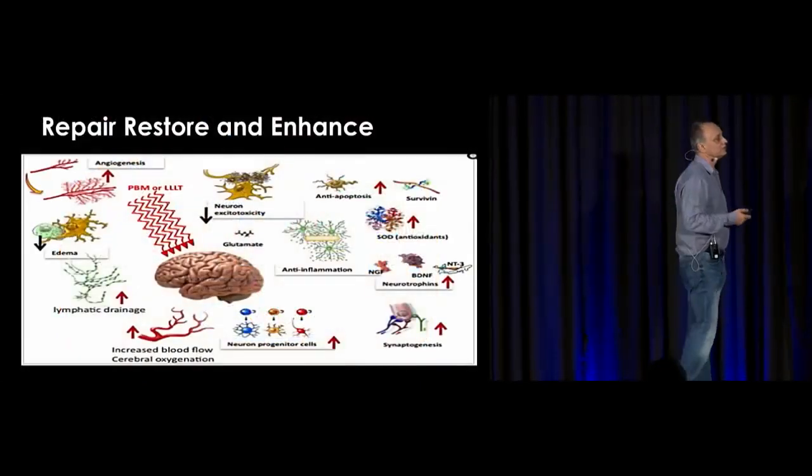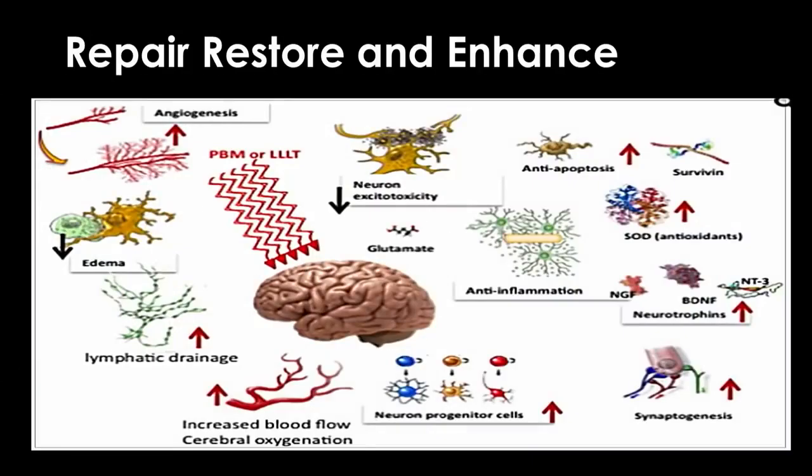So if we were to be able to shine near-infrared light onto the brain, we get many positive effects: reduction in inflammation, increased oxygen uptake, and increase in repair and other enhanced functional activities.